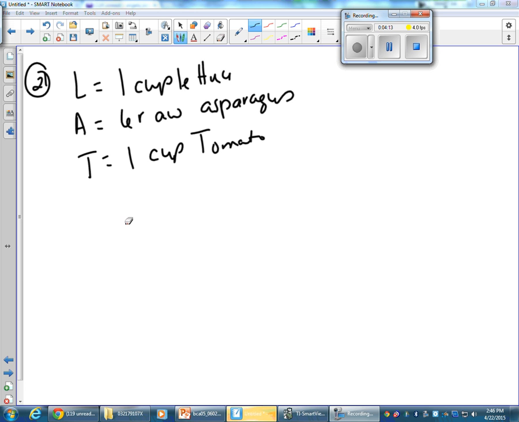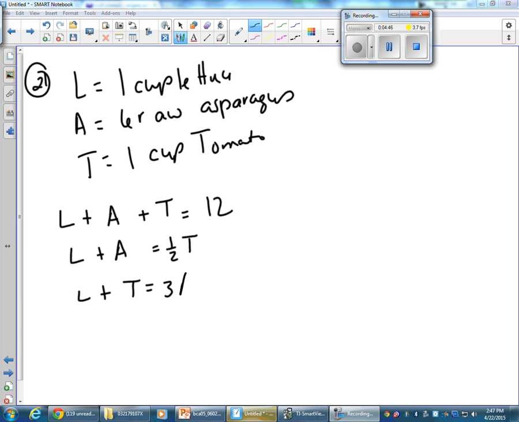For my first equation, they say if I have 1 cup of lettuce, that's L, and 6 raw asparagus, that's 1A, and 1 cup of raw tomatoes, that's 1T, it should add up to 12 grams of carbohydrates. My second equation: 1 cup of raw lettuce, L, plus 6 raw asparagus, A, has 1/2 the carbohydrates of raw tomatoes, so 1/2 of T. And my third equation: 1 cup of lettuce and tomatoes have 3 times the carbohydrates of the asparagus.